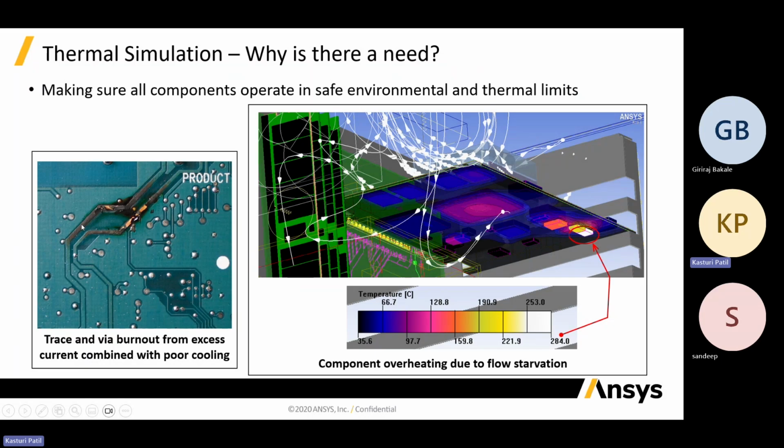Those are burnt tracks. On the right side, we can see the color indication from black to white, and as the color changes, the temperature also increases. Blue color shows approximately 66 degrees Celsius. Pink color shows 128 degrees Celsius. Yellow color shows 190 degrees Celsius. And white color shows a temperature value between 253 and 284 degrees Celsius.